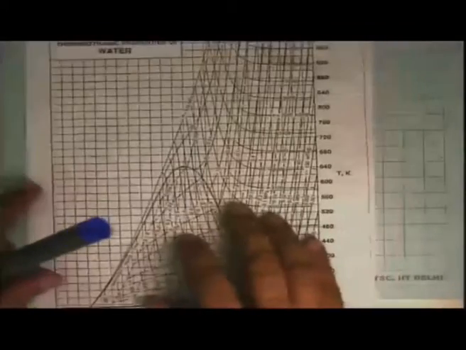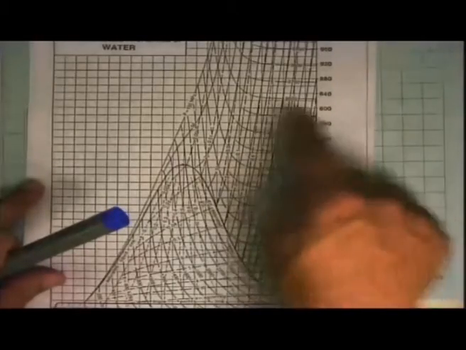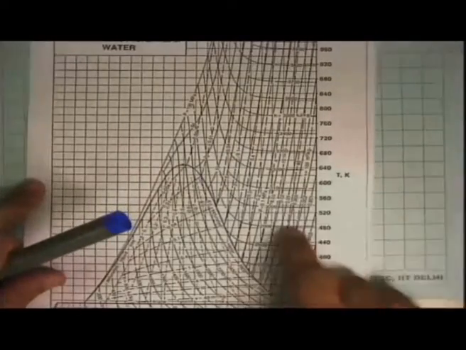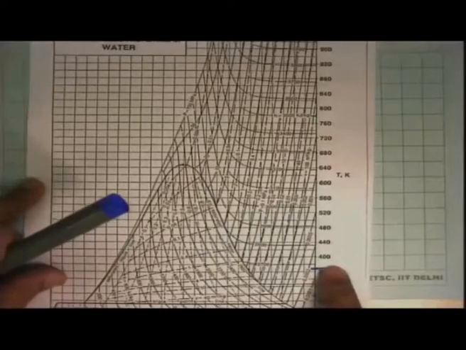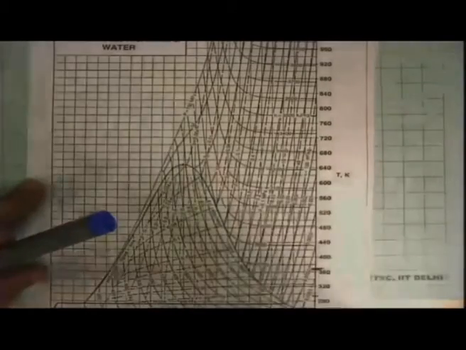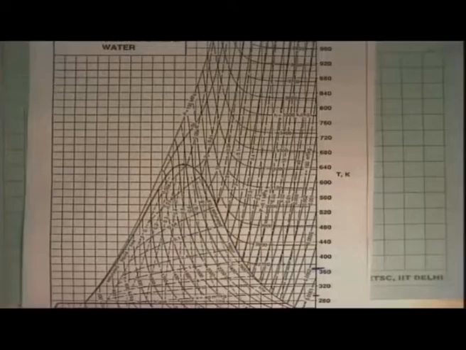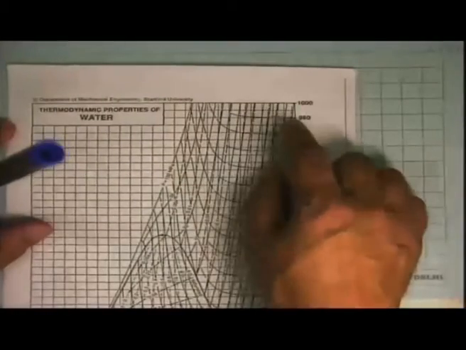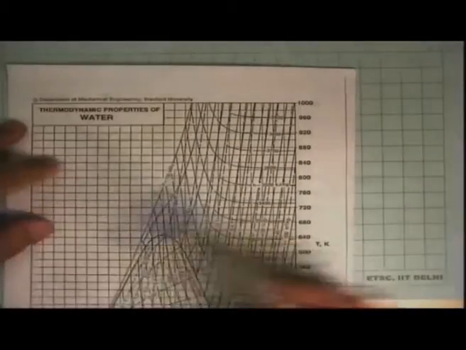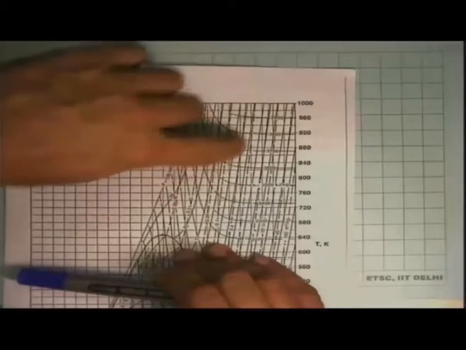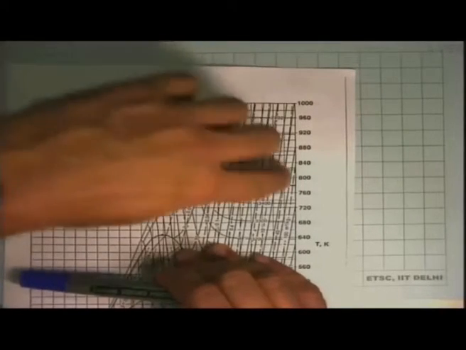Let's start with the TS diagram. And I mentioned that as we go further and further away, the H lines are becoming horizontal. That means constant temperature lines and constant specific enthalpy lines are becoming one and the same. So H is now linearly related to T in some sense. You can look at it another way: if you look at this part of the chart, the lines have somewhat become straight and they are somewhat parallel to one another.